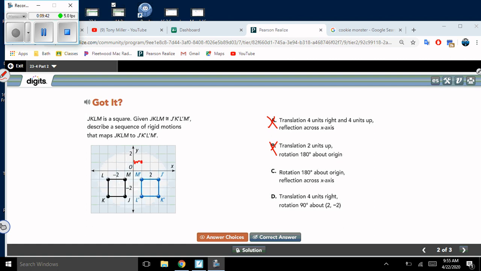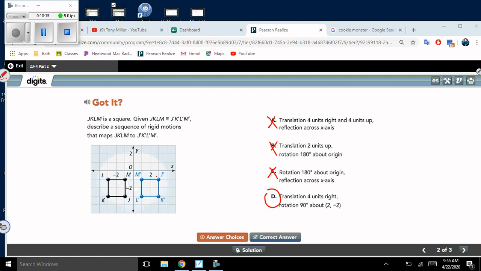All right, continue on here. If I rotate M around the origin, it ends up in that spot right there. If I rotate it 180 degrees, J is going to end up here. If I reflect that across the x-axis, J is going to end up on this line right here. Obviously that's not going to work, because J has got to be over in this particular spot, at 3, -1. So that's not going to work. We are going to assume that D is our answer.